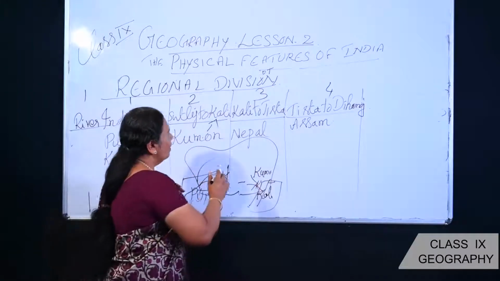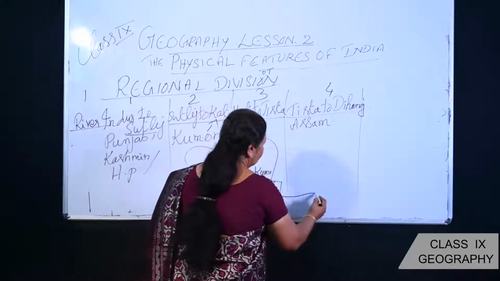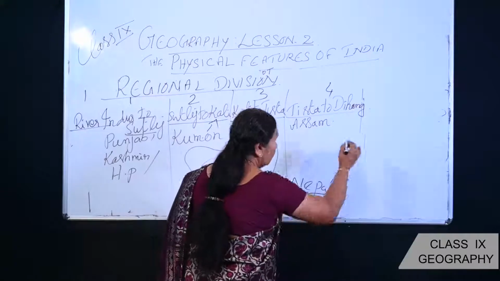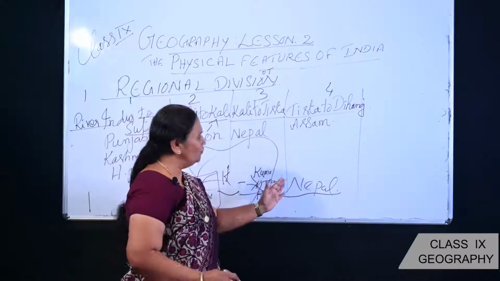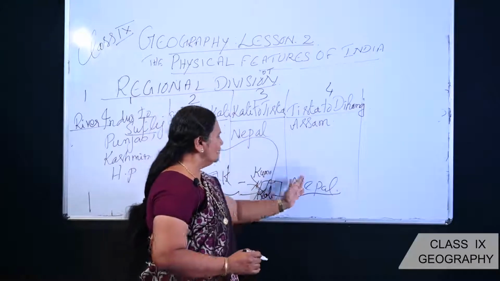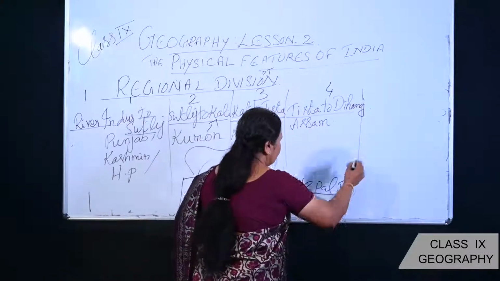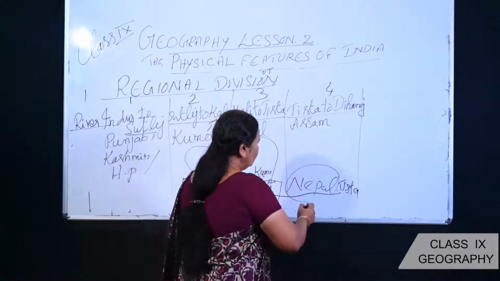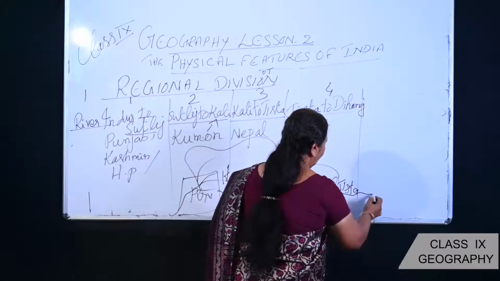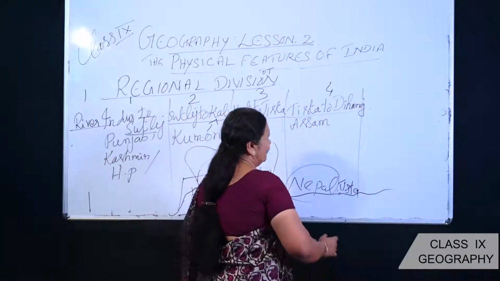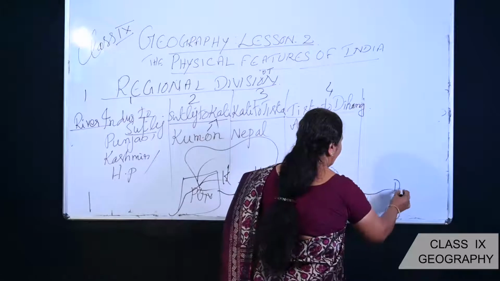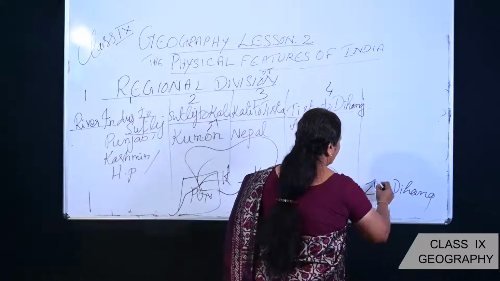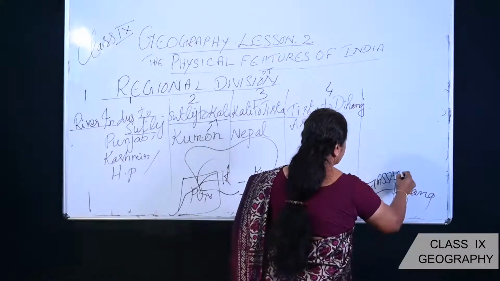Number 3, from Kali to Tista. We know that we are coming to Nepal, so that part of the Himalayas is called Nepal Himalayas. From which river to which river? Kali to Tista, that area is called Nepal Himalayas. Then the Himalayas enter Assam, reaching up to Dihang. From River Tista to Dihang, that area is called Assam Himalayas.